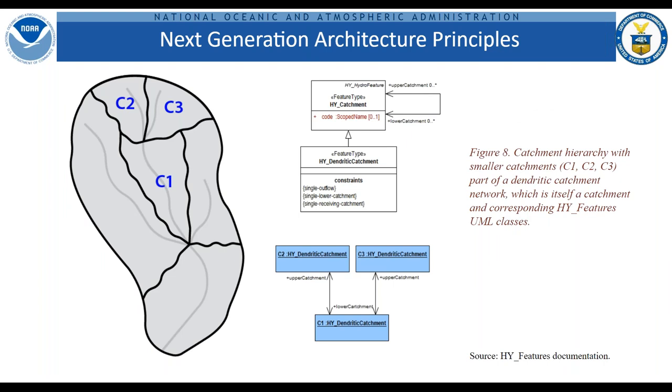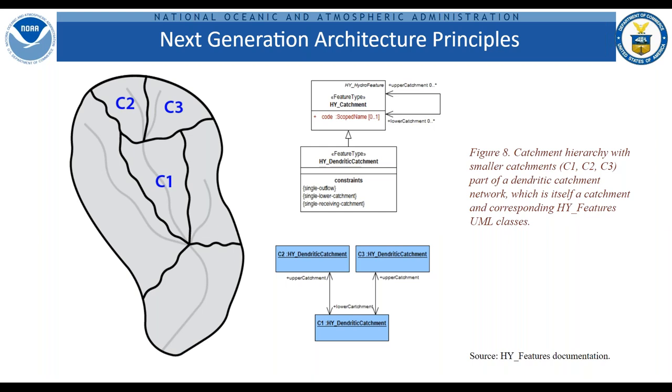So, an example of how we're going to be adopting these principles: a lot of us think about hydrology in this particular way. We approach hydrology in this way. We have a dendritic river network here, represented by an overall catchment that has several different subcatchments, so C1, C2, and C3. So these are all described within the catchment hierarchy, which is described within the conceptual model in HY_Features.